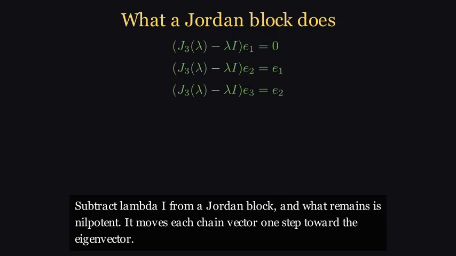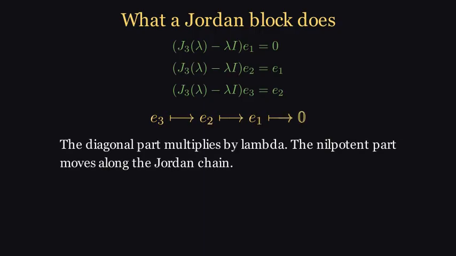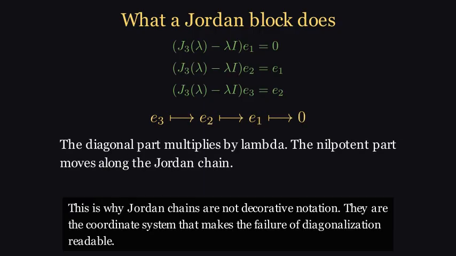Subtract lambda I from a Jordan block, and what remains is nilpotent. It moves each chain vector one step toward the eigenvector. This is why Jordan chains are not decorative notation. They are the coordinate system that makes the failure of diagonalization readable.